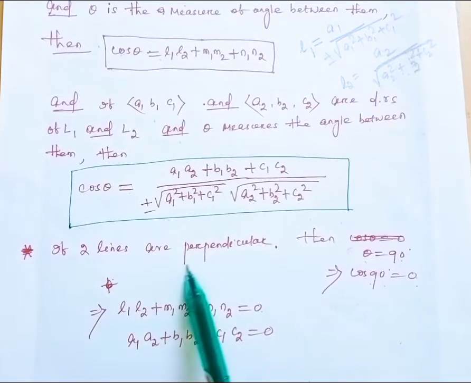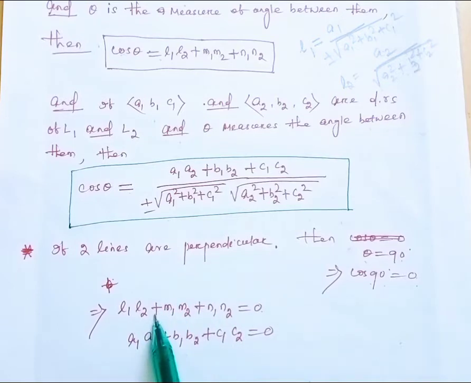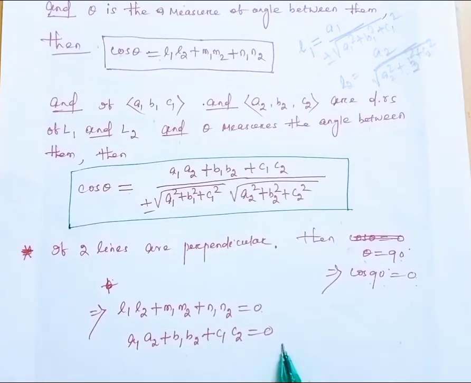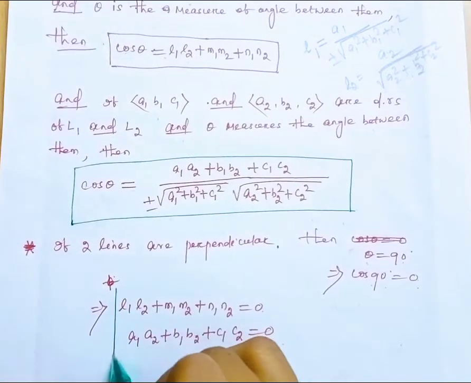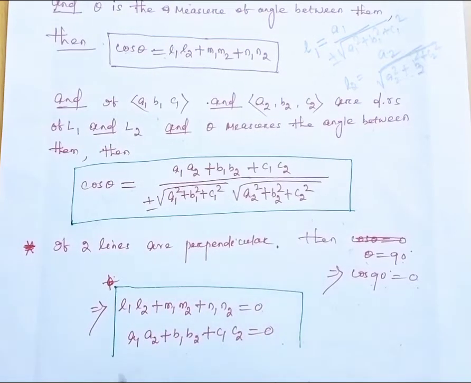I mean, if two lines are perpendicular, then the sum of products of corresponding direction cosines becomes 0, and the same happens with direction ratios. If theta equals 90, meaning the two lines are perpendicular, then the sum of products of corresponding direction ratios becomes 0. So these two are also very useful formulas, telling us what happens to direction cosines or direction ratios when two lines are perpendicular.